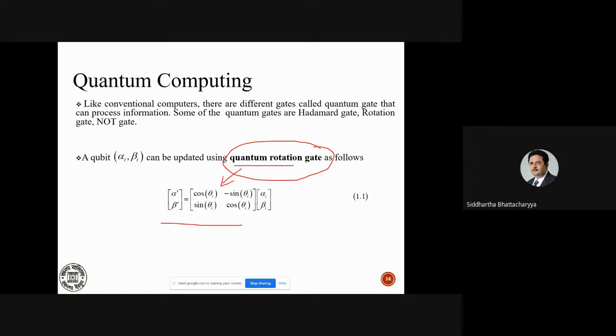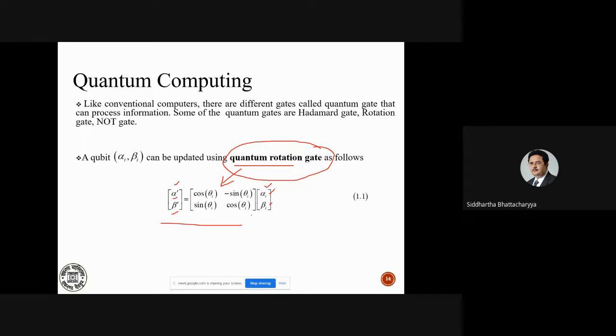If you take a qubit, it can also be represented as a column vector of alpha and beta, the probability amplitudes. If you multiply this matrix with the vector, you get a vector. So a new qubit will be generated, a qubit in a different state.